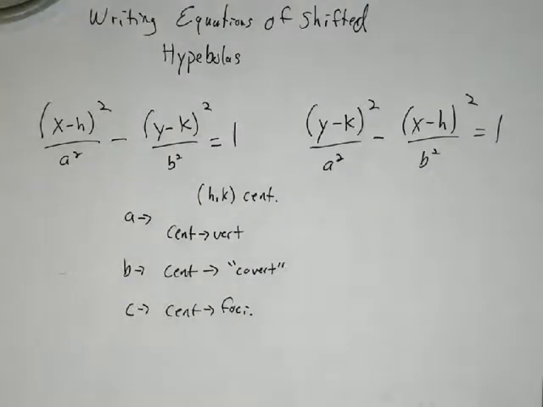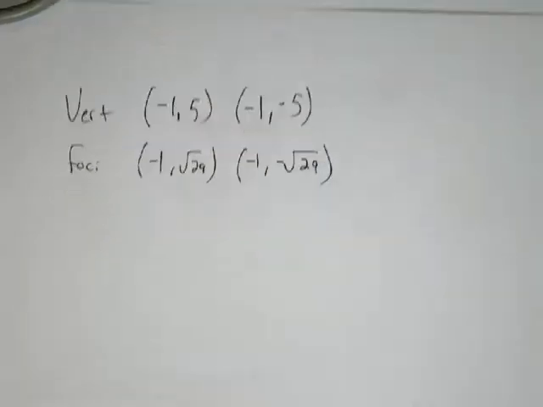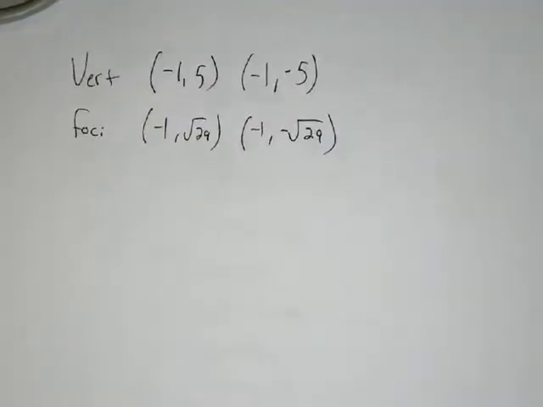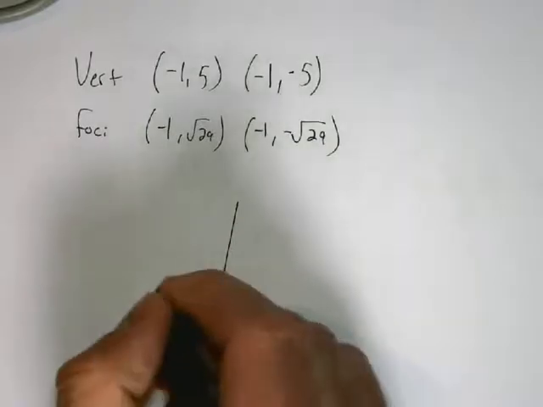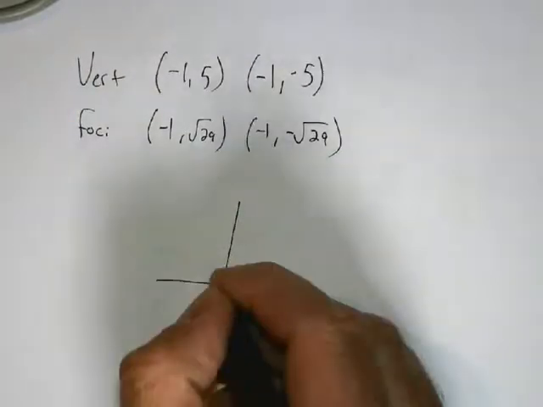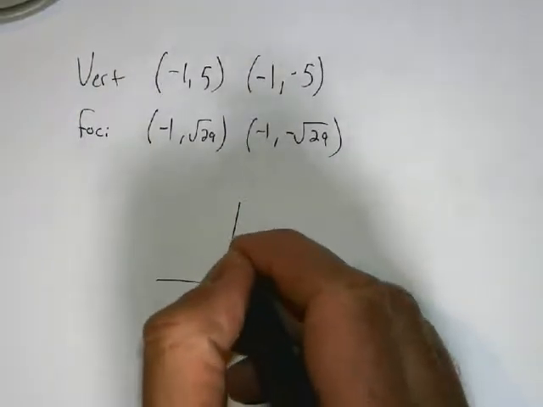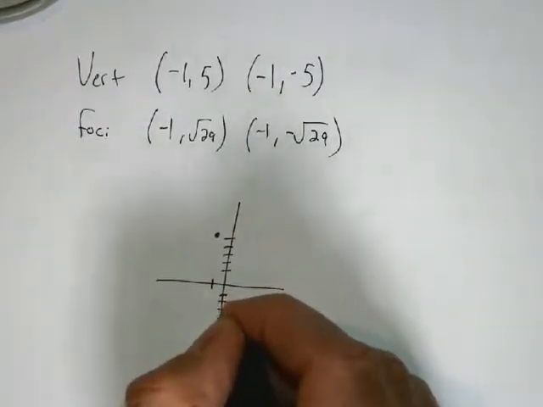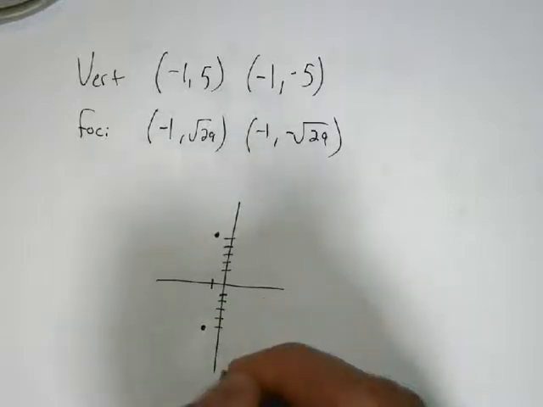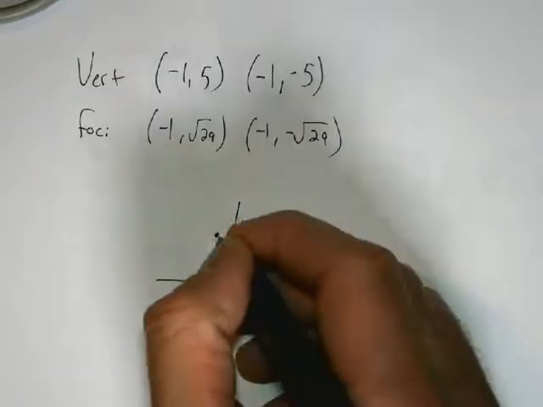For example, I happen to have a question here. Let's say we have vertices at (-1, 5) and (-1, -5), and foci at (-1, root 29) and (-1, negative root 29). So first thing you want to do is decide which direction this is going. So you want to do a quick little rough sketch. If you have vertices at (-1, 5) and (-1, -5), that tells you right away it's got to be opening downward and upward.